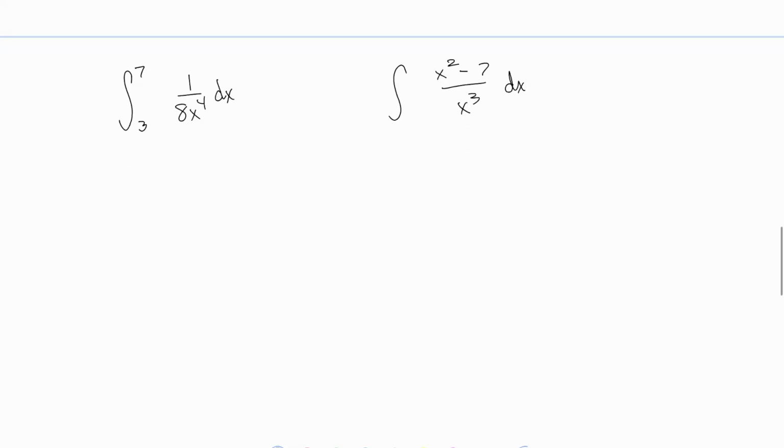So you try a few. These are all fairly straightforward individually. This one here has a little trick that I didn't mention, but I hope you all know what to do.